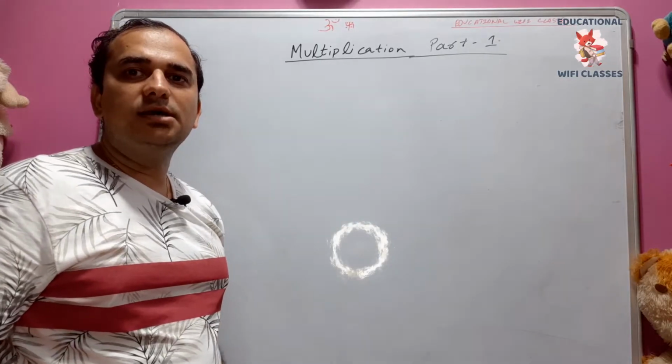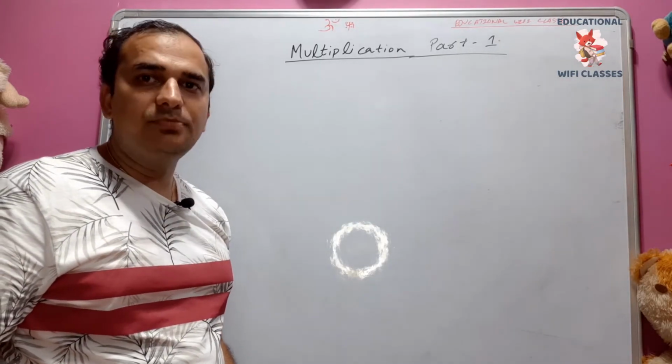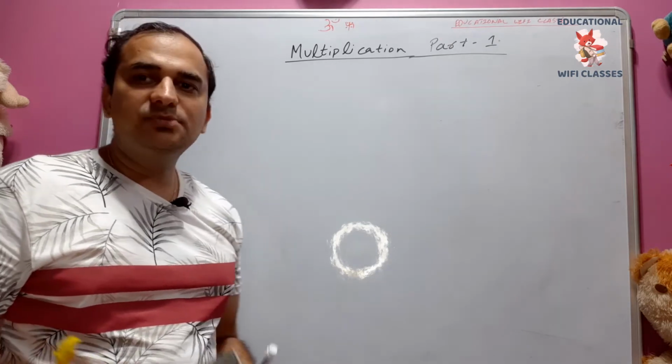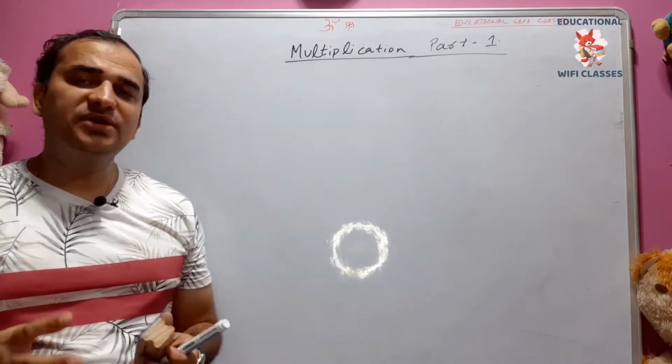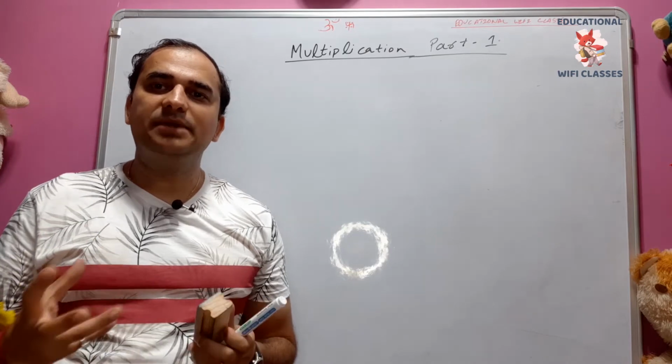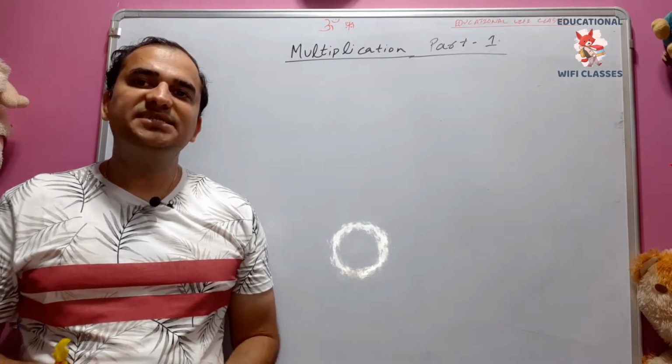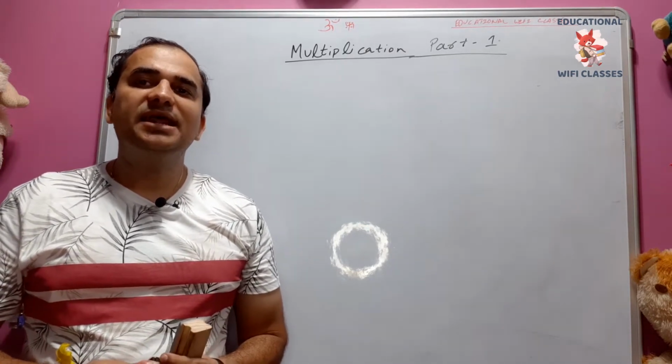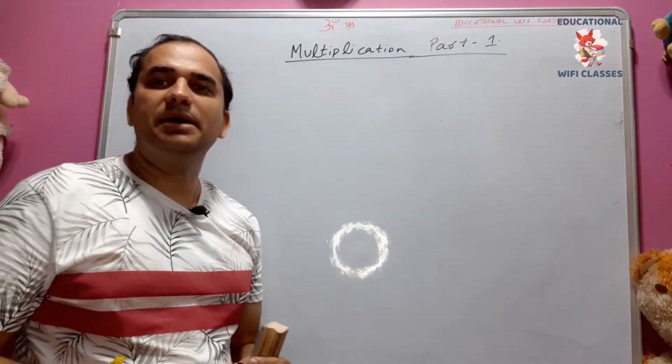Okay guys, today we will learn about multiplication part 1. Okay, so what is multiplying? Multiplying means we are increasing the quantity in the same amount. So whenever we say multiply, we are adding up the things but in the same amount.